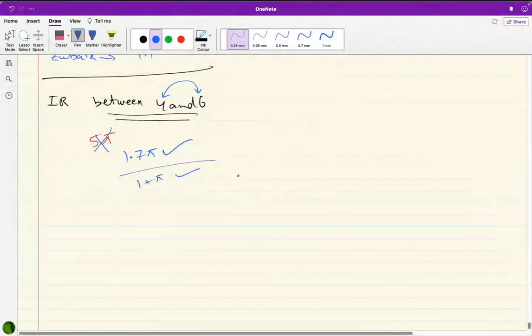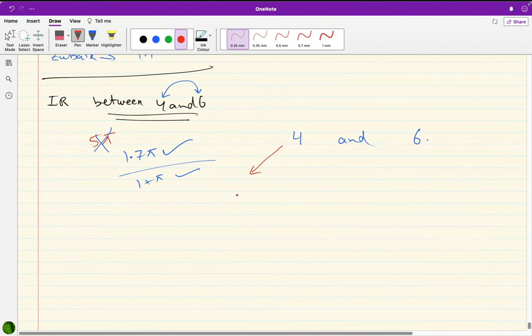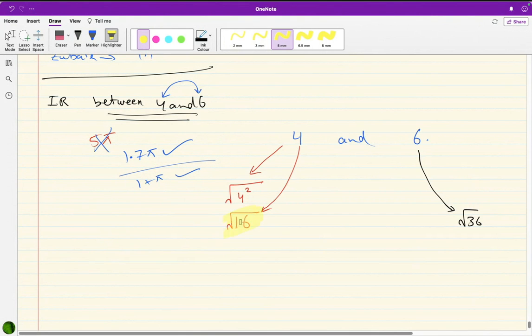Now let me show you a trick. If I write 4 here and 6 here, and then I write square root of 16, is it equal? Yes, sir. And if I write square root of 36, is it equal? Yes, sir. Square root 16 is 4 and square root 36 is 6. So there are many numbers in between them.